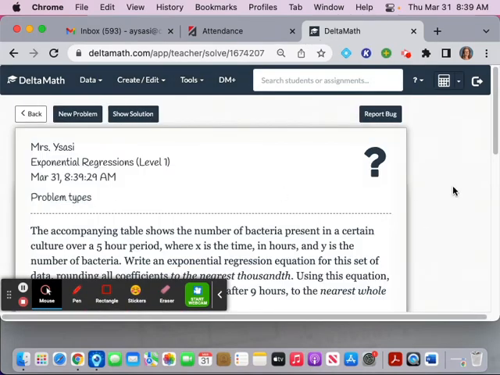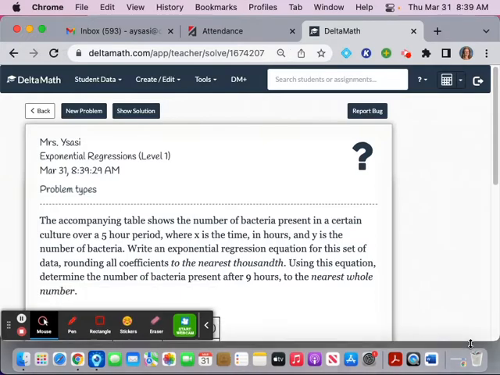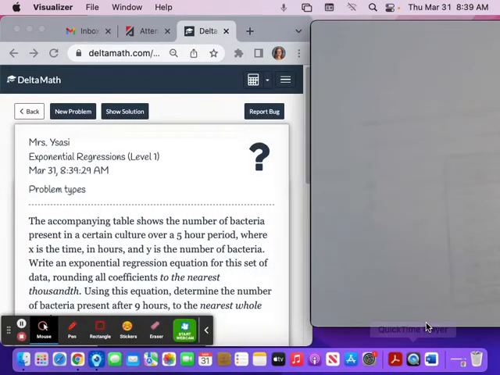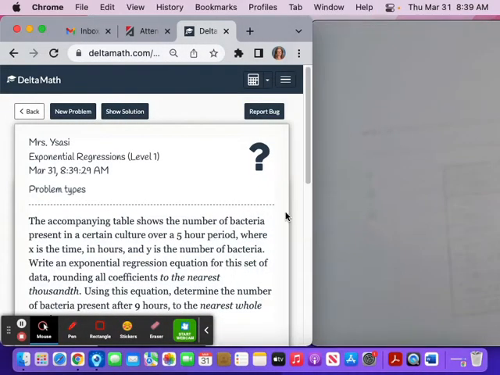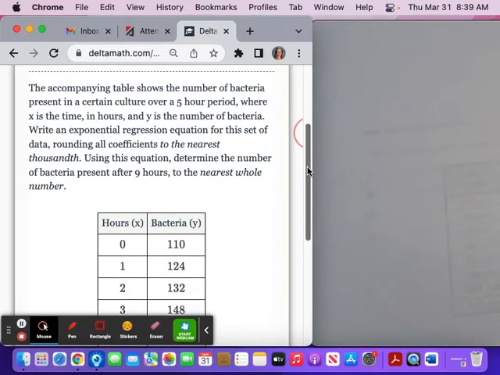Let's look at some of the harder problems on Delta Math. So I'm going to kind of move this over here so you can see both screens. Here we go. All right. This is on the exponential regressions level 1. So we're going to look at the problem.